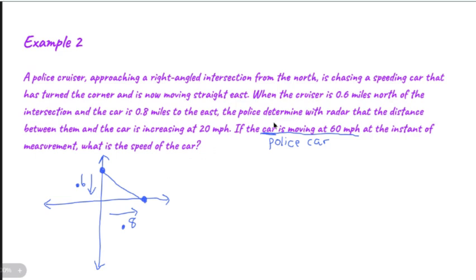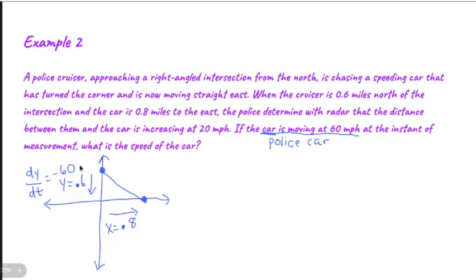All right. Now, the police car is moving at 60 miles an hour. Let's call this Y, since it's on the Y-axis, and we'll call this X, since it's on the X-axis. This might make you think that dy/dt, since it's a rate, is 60. But since it's moving towards an origin point, it will actually be negative 60.